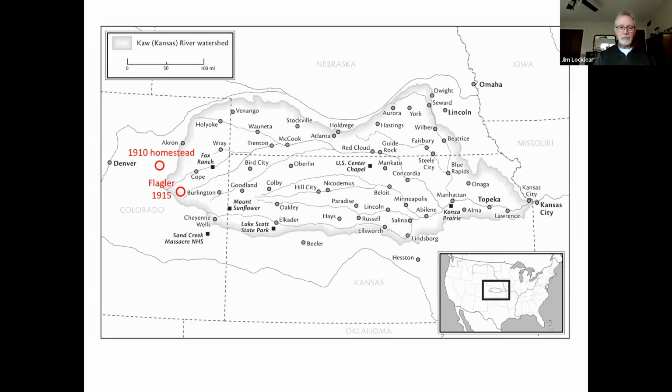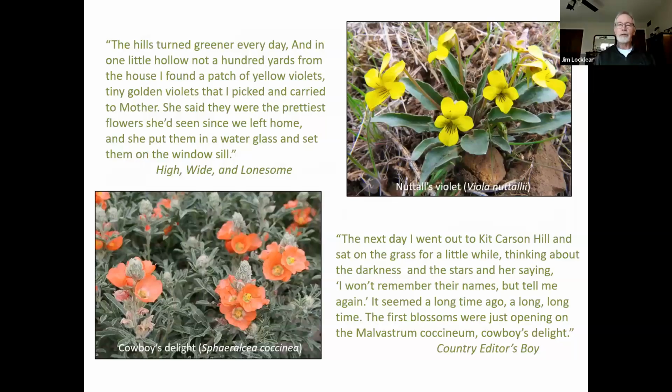Here are two great quotes from two of those memoirs that have some botanical overtones. In High, Wide, and Lonesome, he talks about an experience on the prairie. "The hills turn greener every day, and in one little hollow, not 100 yards from the house, I found a patch of yellow violets, tiny golden violets that I picked and carried to Mother. She said they were the prettiest flowers she'd seen since we left home. She put them in a glass and set them on the windowsill." That's a 10-year-old boy, and I can hear the mothers' hearts melting out there in the audience at the thought of her son going out and gathering wildflowers from the prairie. It was Nuttall's violet, a plant of the shortgrass prairie, a beautiful little spring-blooming thing.